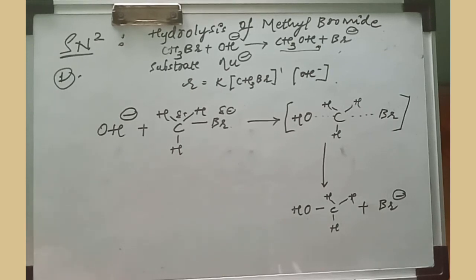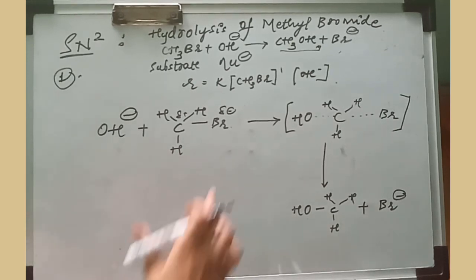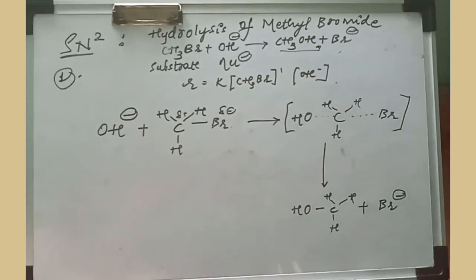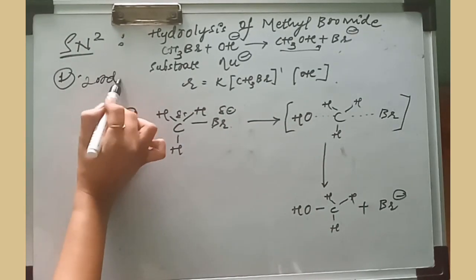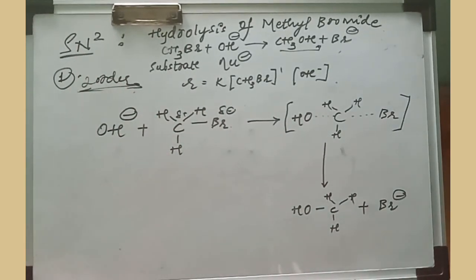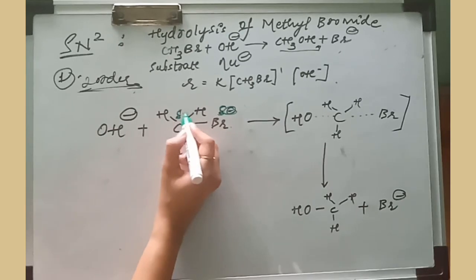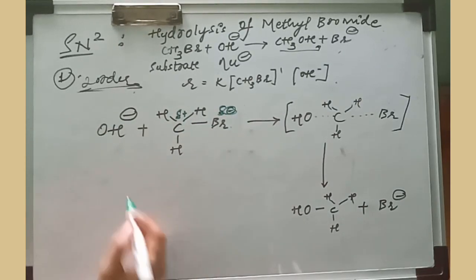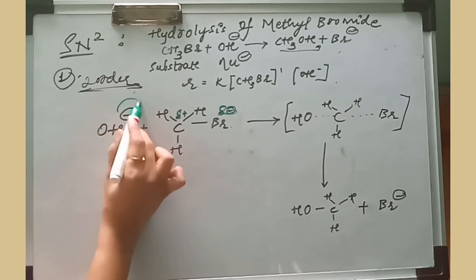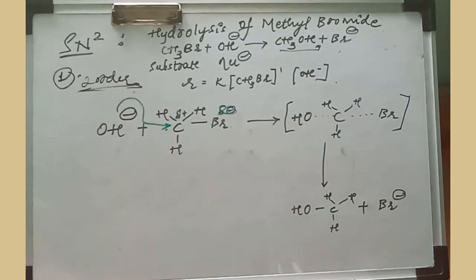When we see the rate of the reaction here, the rate is directly proportional to the concentration of methyl bromide as well as the nucleophile. As a result, this reaction is second order, as the rate is affected by the concentration of the substrate as well as the nucleophile. I have written this methyl bromide in this way. Br, which is electronegative, carries a slight negative charge, and this carbon carries a slight positive charge. The nucleophile, which is rich in electrons, attacks this electrophilic center carbon.